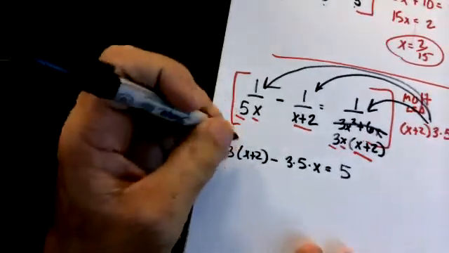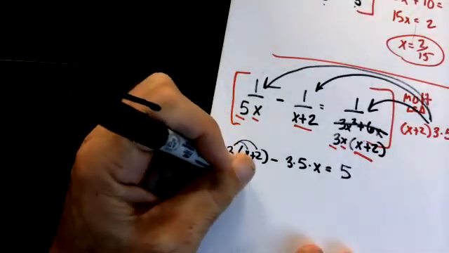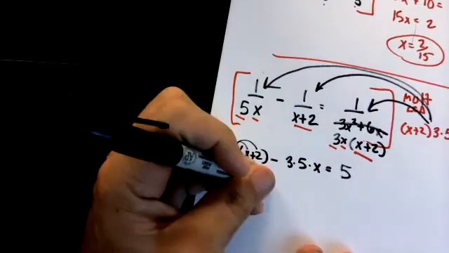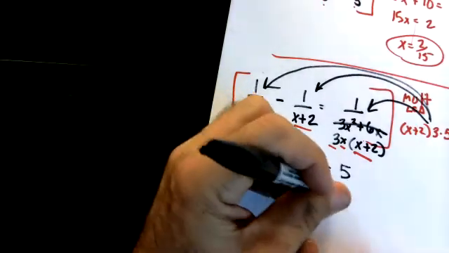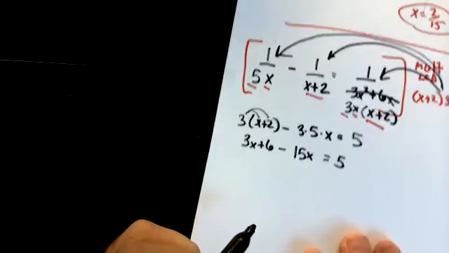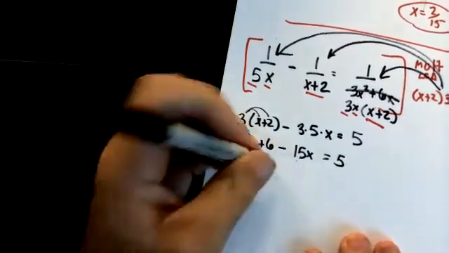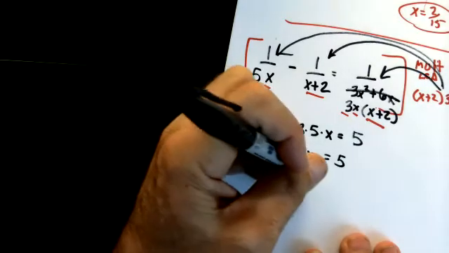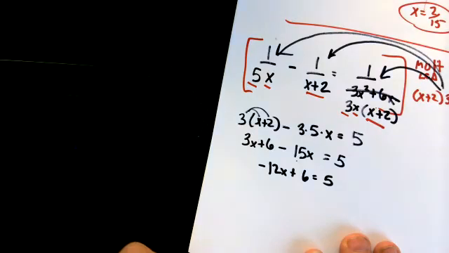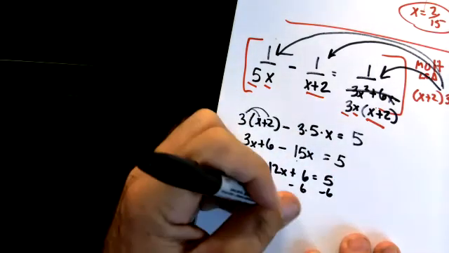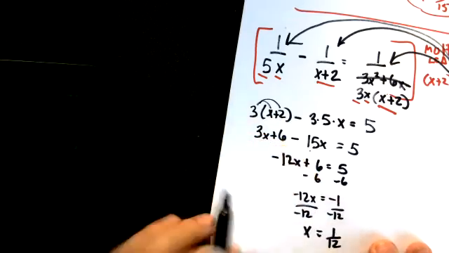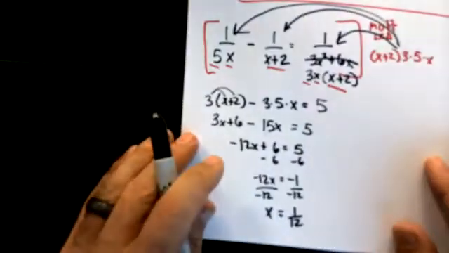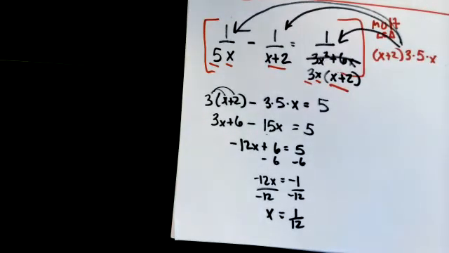So if I follow my math here and just distribute, I get 3x plus 6. 3 times 5 times x is 15x. Combine my like terms, 3x minus 15x is negative 12x. Subtract 6 from both sides. Divide, x is 1/12. So there's the whole problem worked out.